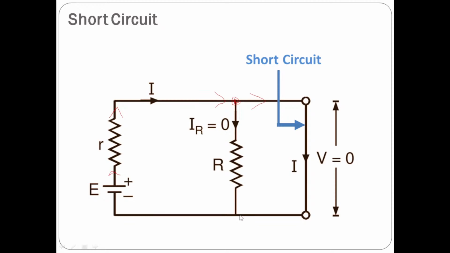Current will always prefer to flow through a path in which there is no opposition to the flow of current, instead of flowing through the path in which there is opposition. So always remember, if there is any short circuit, then current will flow through that short circuit instead of flowing through any other element. So current will not flow through this resistor. You can see I_R equal to 0, meaning current in resistor R is equal to 0.